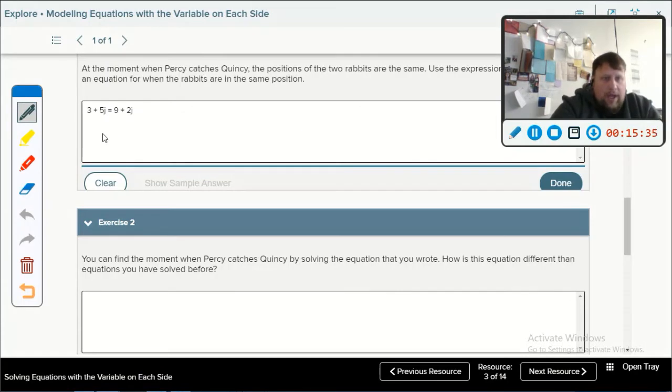If I solve for it, how do I move a positive 2J? Well, I subtract it. So I'm going to subtract 2J from both sides. And what do I end up with? I end up with 3 plus 3J equals 9, because that's gone now. And then, again, I want to get the numbers on the same side, so I got to get rid of this positive 3. How do I move a positive 3? I subtract it. When I do it to one side, I do it to the other. And I end up with 3J equals 6.